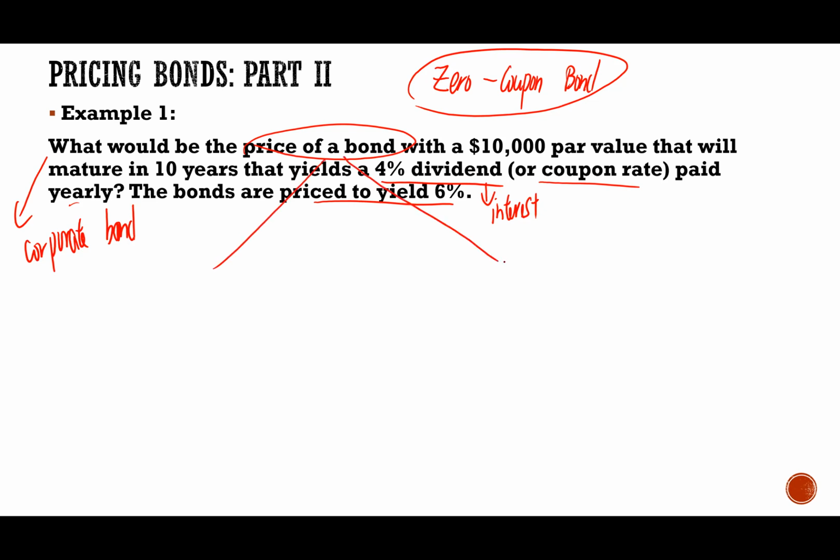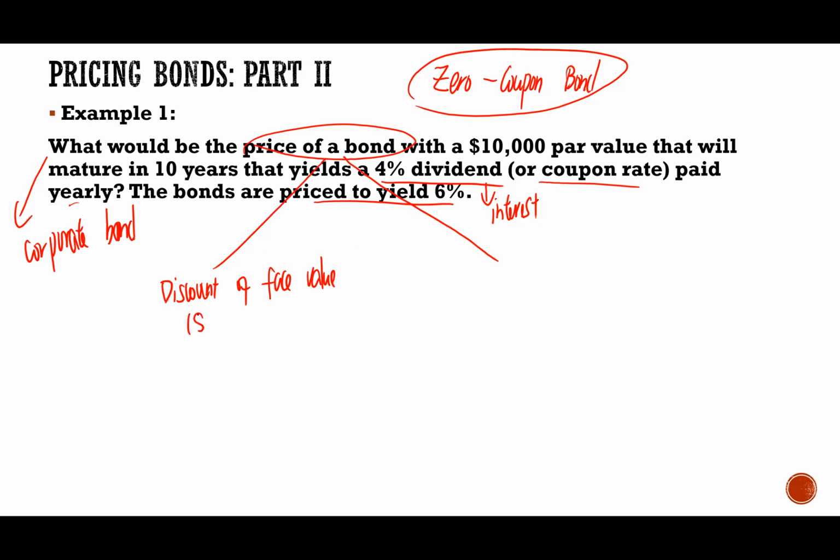First source is, remember you're getting $10,000. This is $10,000 par value. So you get $10,000 in the near future, right? So we got to discount this face value, or par value.